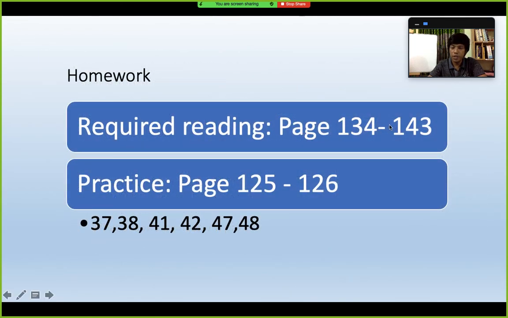These are some homework. This is the quadratic chapter, so you may read in advance. That will be good. And then some more practice math: 37, 38, 41, 42, 47, 48. These are related to straight line depreciation, supply, and demand, all of them. And some of them we already discussed.